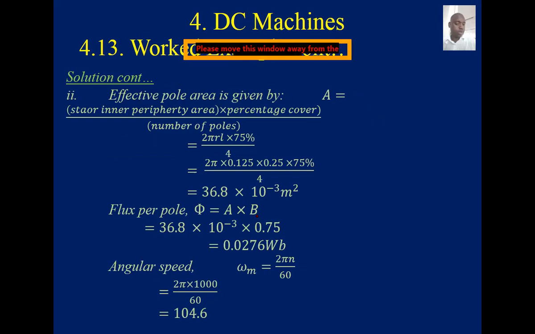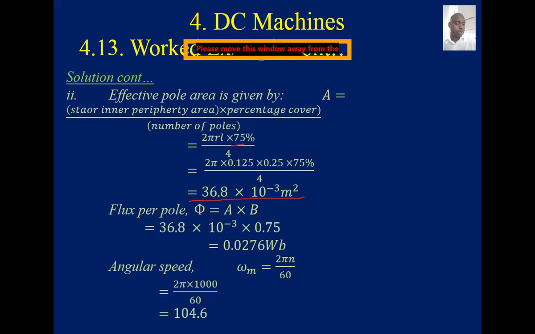So effective pole area is given by A, which is the stator inner peripheral area times the percentage covered, over the number of poles. Why do we need the total area? Because we have flux density, so we have to be able to calculate flux. So we need the area. In that case, we find the area using the dimensions given, right?